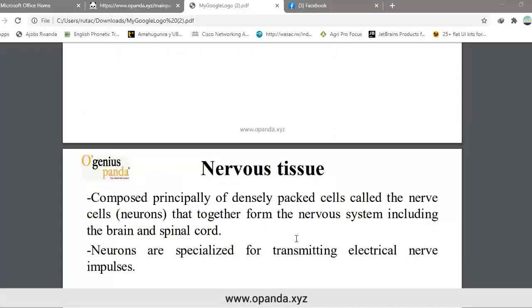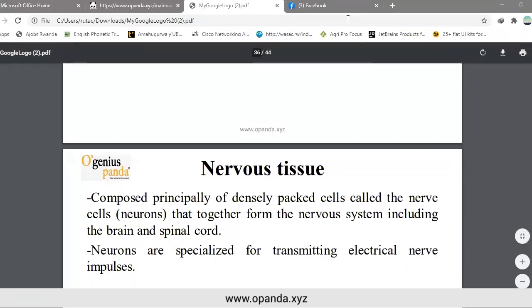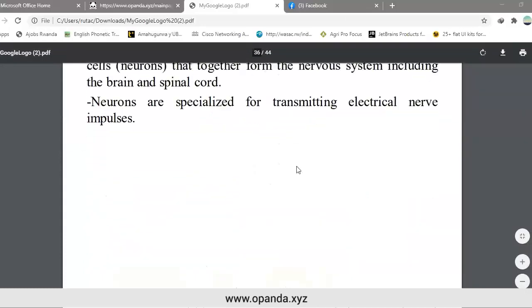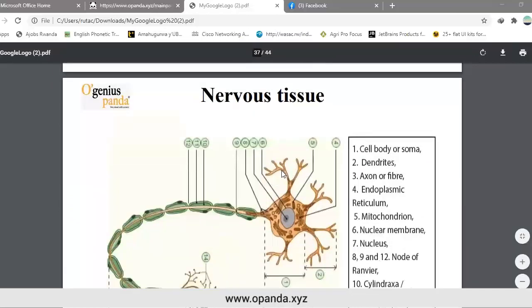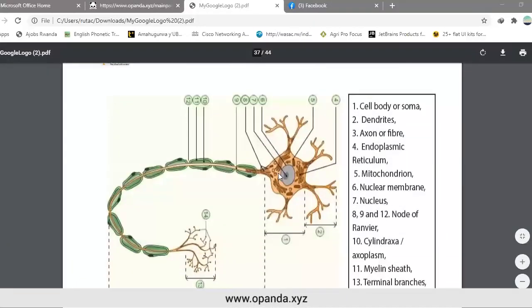Let us go to the nervous tissue, composed principally of densely packed cells called nerve cells or neurons that together form the nervous system, including the brain and spinal cord. Neurons are specialized for transmitting electrical nerve impulses. Here we find a neuron, which has cell body or soma, dendrites, axon or fiber, endoplasmic reticulum, mitochondrion, among others, as its parts.